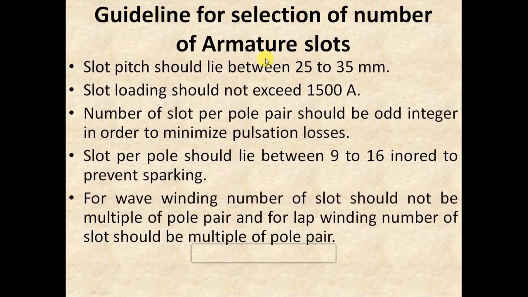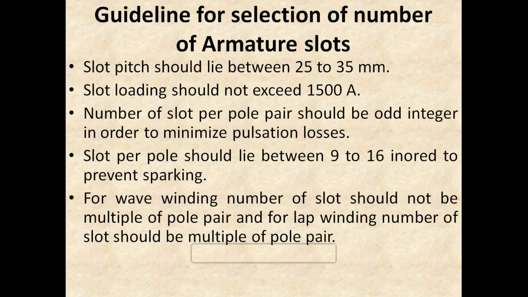Next we are going to see the guidelines for selection of the number of armature slots. The first guideline is the slot pitch should lie between 25 to 35 mm. Second is the slot loading should not exceed 1500 ampere. That is, the number of ampere conductors per slot should not exceed the value of 1500 ampere.